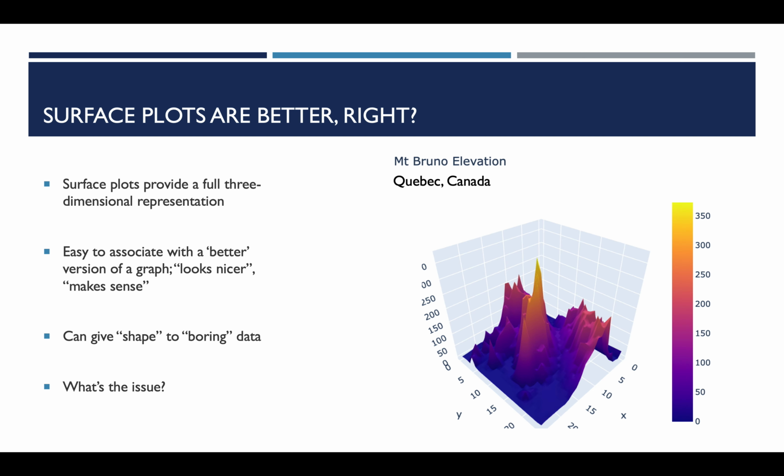So looking at that, you might think, hey, well, surface plots are much better, right? Surface plots provide a full 3D representation of my data, so it's easy to associate the better version of the graph because it looks nicer and maybe it makes more sense. And ultimately, you can give some shape to boring data. And if we look over here, we see the elevation of Mount Bruno, Canada. And again, it looks like a really cool graph. But there's one big major issue.